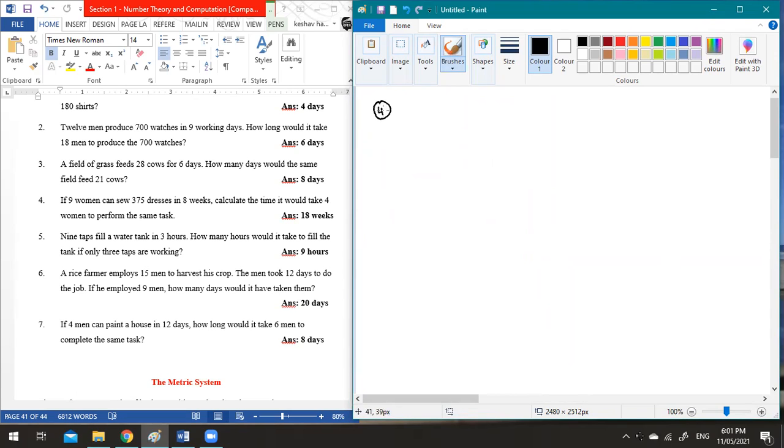So number 4, 9 women sewed 375 dresses in 8 weeks. 8 weeks, right? So 9 women take 8 weeks. So again, the number of women will be inversely proportional to the number of weeks, right? So 9 is a scale factor divided by 8. 9 eights are 72, the scale factor.